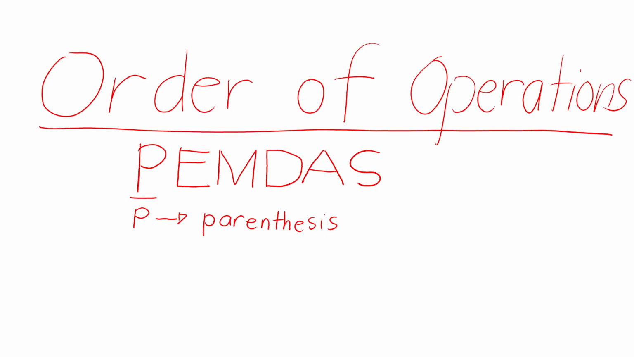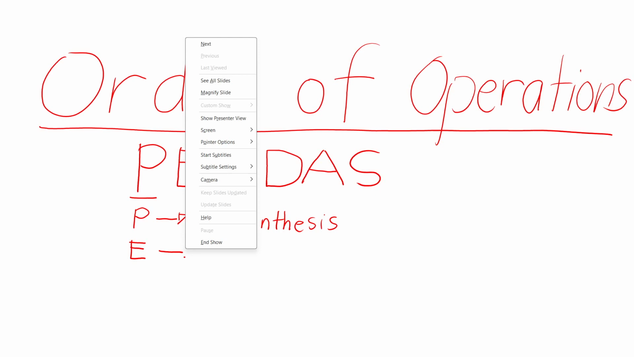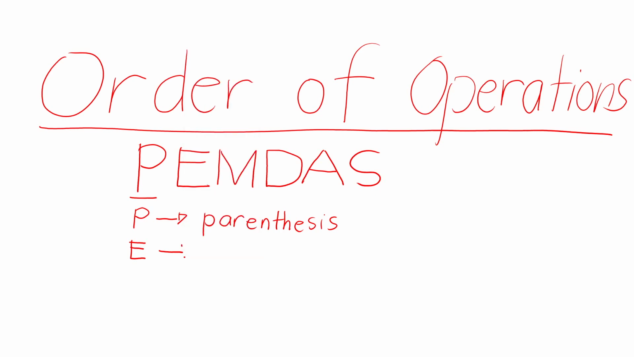If there is a parenthesis in our expression, we always do what's inside the parenthesis. Now let's go to letter E. What does letter E mean in PEMDAS? Exponent. That's correct. So we have exponent. Okay. Let's work on a quick review of exponents.